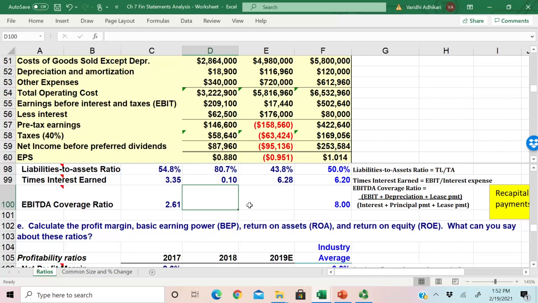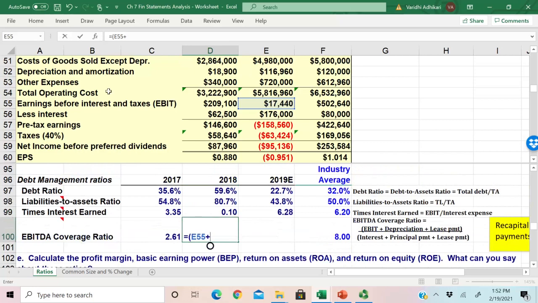Okay, so the EBITDA coverage ratio for 2018: the numerator will be EBIT, so earnings before interest and taxes, in parentheses because it will include a few things, plus depreciation. Add back depreciation, because depreciation was a non-cash expenditure, so this company probably has more cash than its profit shows, because a lot of those were depreciation expense, plus lease payment, because we add back the lease payments, because lease payment is a non-operating payment, and we're going to add this later on the denominator anyway.